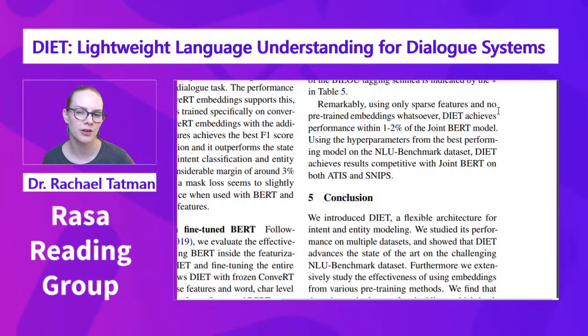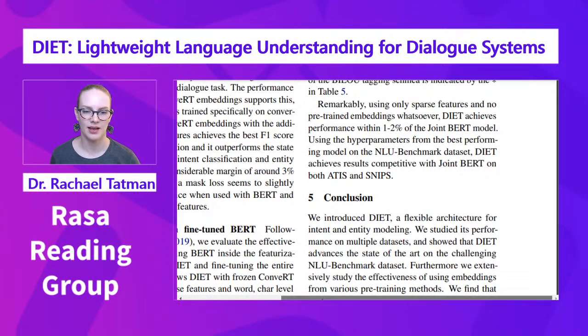Remarkably, using only sparse features and no pre-trained embeddings whatsoever, DIET achieves performance within 1 to 2% of the joint BERT model. Using the hyperparameters from the best performing model on the NLU benchmark dataset, DIET achieves results competitive with joint BERT on both ATIS and SNIPS.